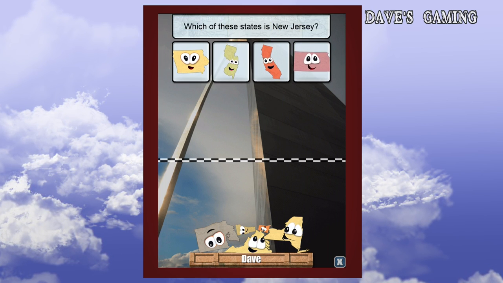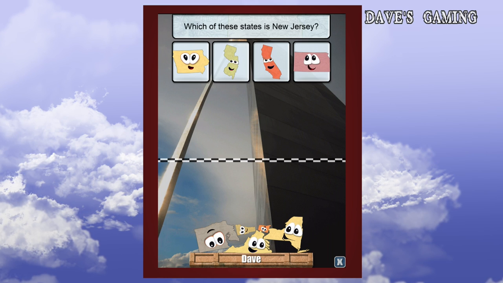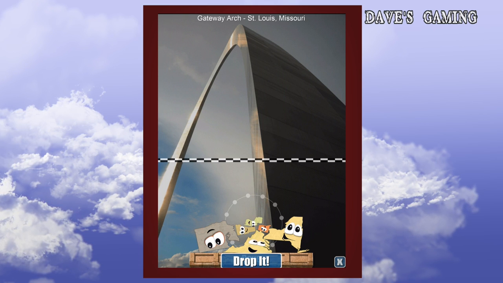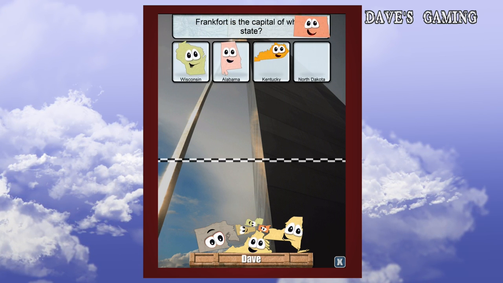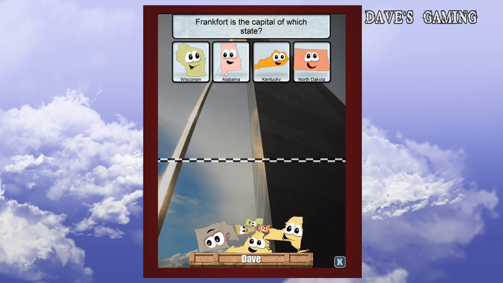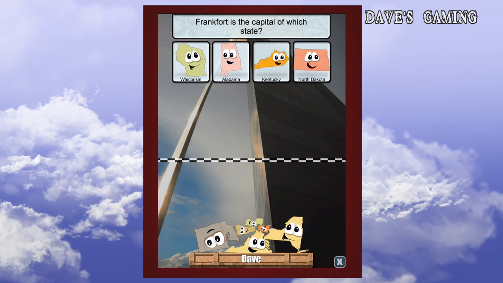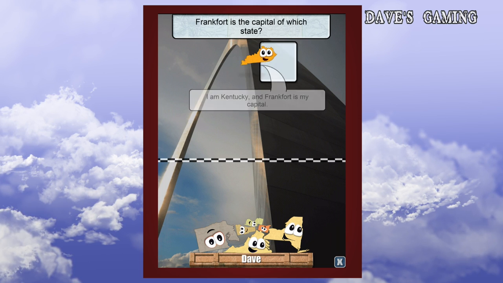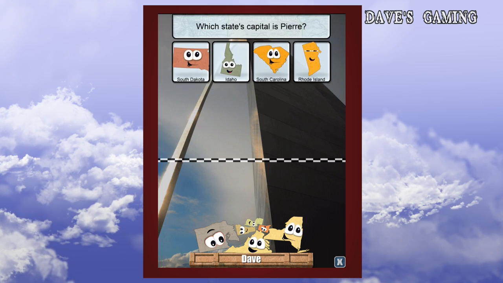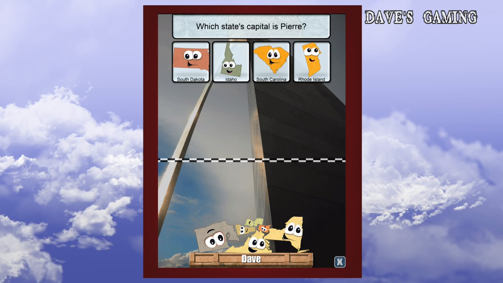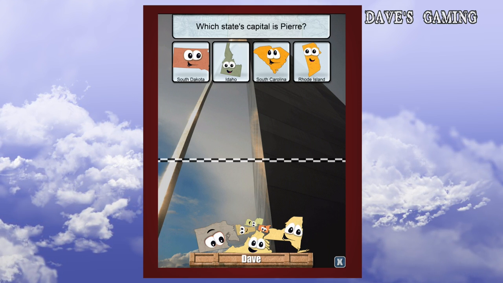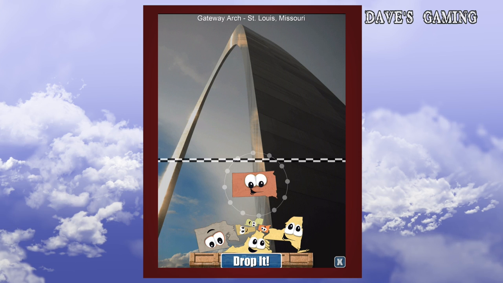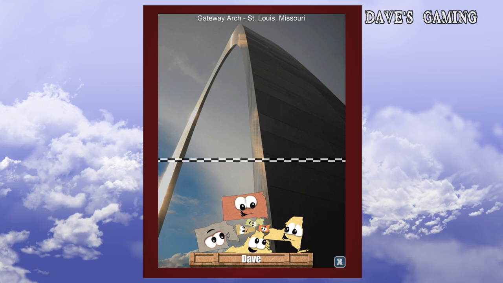Which of the states is New Jersey? I know New Jersey. It's next to New York. I've been to New Jersey many times. Yes. And also tiny. All right. Frankfort is the capital. No. Kentucky. Why do they call it Frankfort? There are a lot of Germans there, probably. Frankfort is a German name. Which state's capital is Pierre? I know. Louisiana, I would say. No, not Louisiana. South Dakota. Pierre, that's a French name too. A lot of French people ended up there. South Dakota.